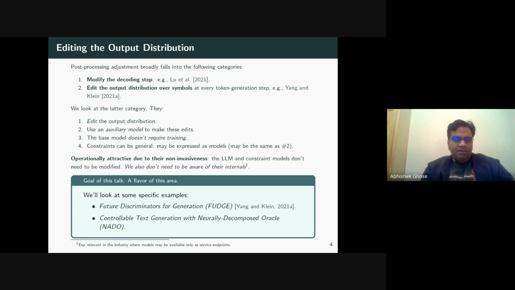It can be that generic, right? And so I talked about a constraint model in number 4, and there is an auxiliary model that I talked about which edits the distribution, right? Sometimes they can be the same. We'll see one technique where they are the same model, and we'll see another technique where they are different models, right?